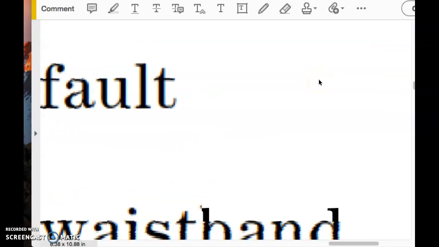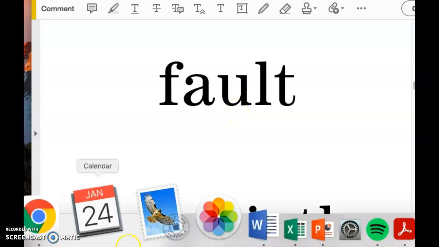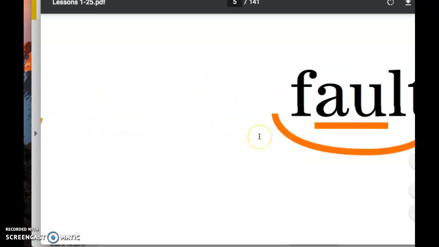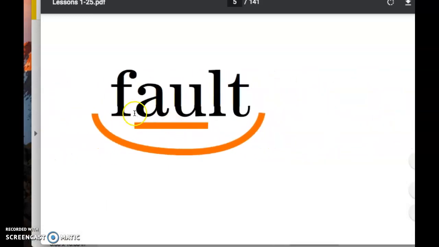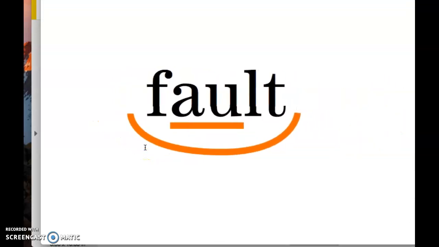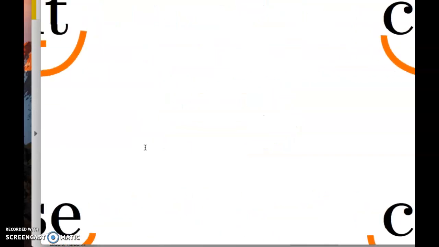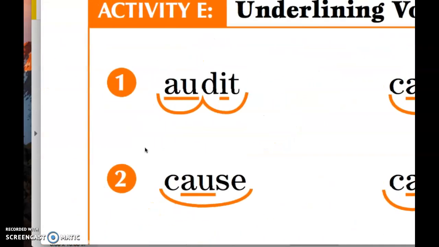Now let's look at this other word. Fault. We have one vowel combination. That means it only gets one underline. Yes, I noticed that there's two vowels here, but AU combine to make the sound ah. Look closely. Fault. What word? Fault. It wasn't my fault that the cookie jar broke. Fault.